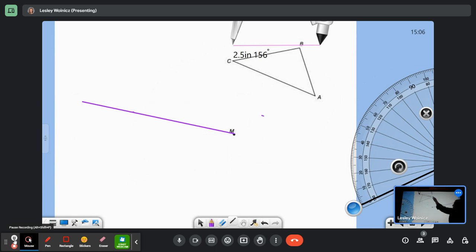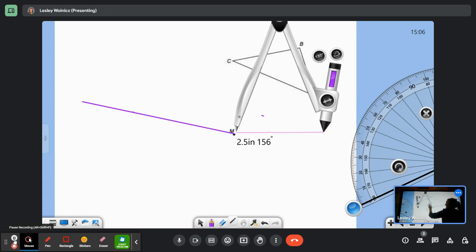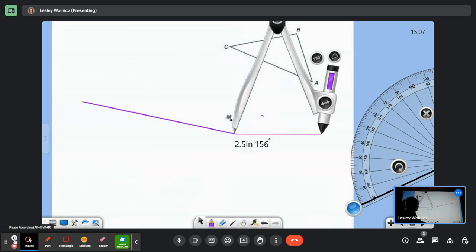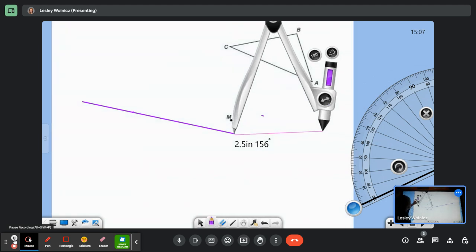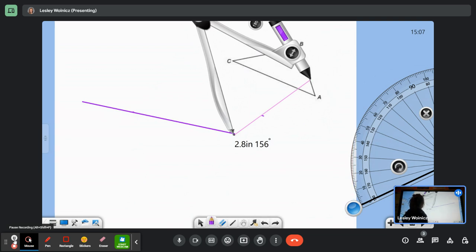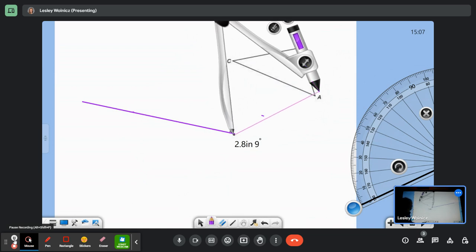Okay, it's compass time. Now you're going to copy the distance from A and M onto your auxiliary line. I put my metal tip on M and my pencil tip on A.